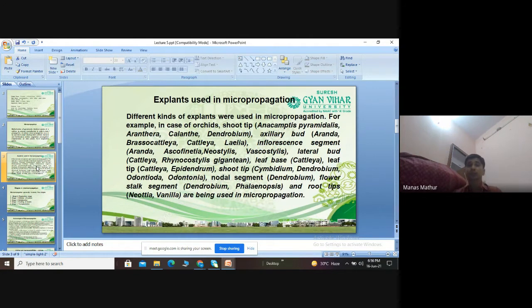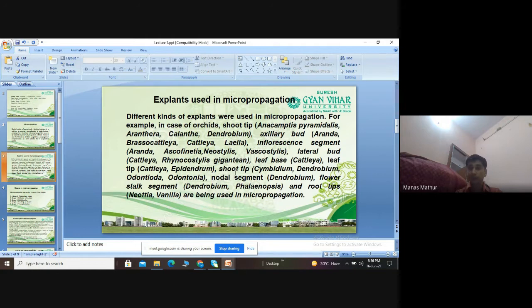Then we use different explants in micropropagation. These different kinds of explants used are, for example, in case of orchid, we use shoot tip. We use axillary bud in Brassocattleya Lelia. We use inflorescence segment in Neostylis. We use lateral bud in Cattleya. We use leaf as explant in Cattleya.